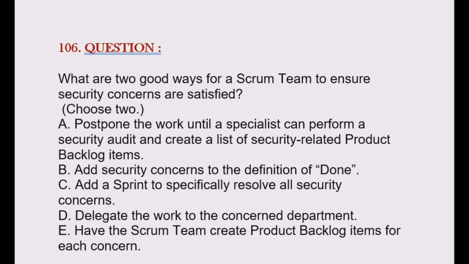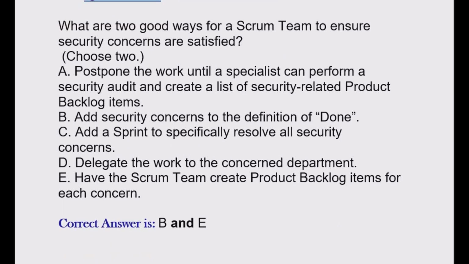Question is, what are two good ways for a Scrum team to ensure security concerns are satisfied? Choose two options. Option A, postpone the work until a specialist can perform a security audit and create a list of security-related product backlog items. Option B, add security concerns to the definition of done. Option C, add a sprint to specifically resolve all security concerns. Option D, delegate the work to the concerned department. Option E, have the Scrum team create product backlog items for each concern.